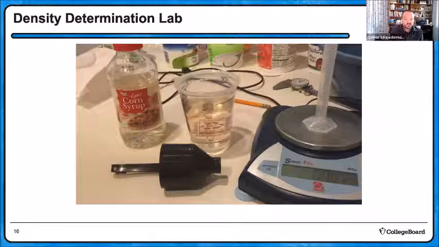Just take a graduated cylinder, sit it on some sort of triple beam balance or electronic balance, and progressively pour more and more of a particular liquid, maybe corn syrup, maybe water, maybe isopropyl alcohol, some liquid, into the graduated cylinder. And if I make a really basic mass versus volume graph, the slope of that line should be the density.